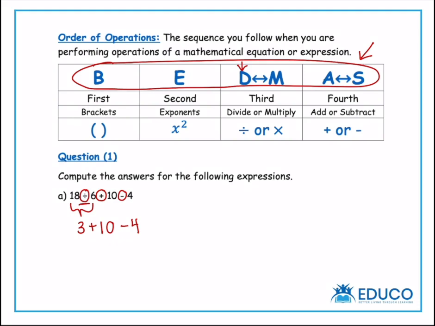In this case, I'm going to do 3 plus 10 first. I know that 3 plus 10 gives me 13. Now I need to rewrite what I have left over, minus 4. And that's our final part of our equation to solve. So we know that 13 minus 4 gives us the answer 9. And that is this question all complete.